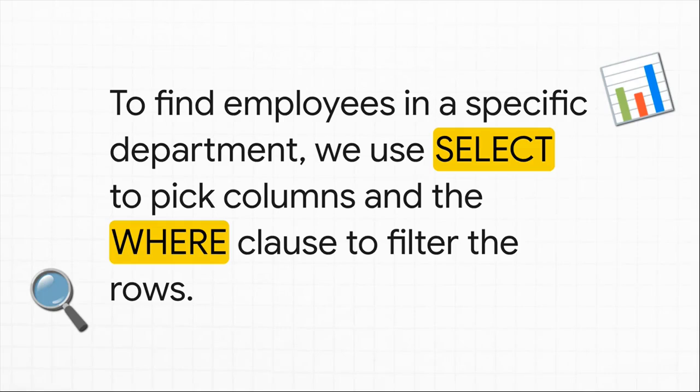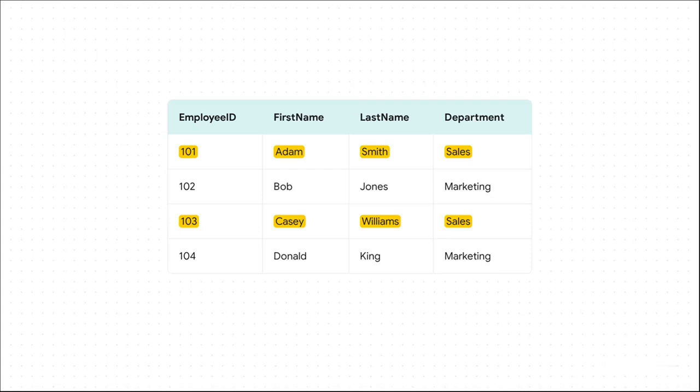All right, that's great. But what if you don't want to see the entire table? What if you only want to find the employees who work in the sales department? For that, we use the select command to pick what we want to see, and then the super powerful where clause to filter everything else out. And instantly the query scans the table and pulls out only the records that match. In this case, Adam and Casey. It just ignores everyone else.